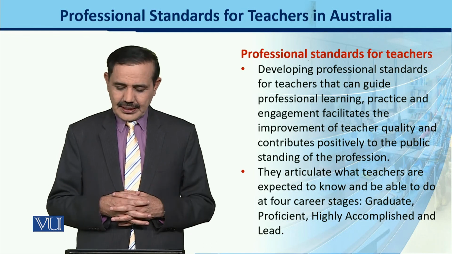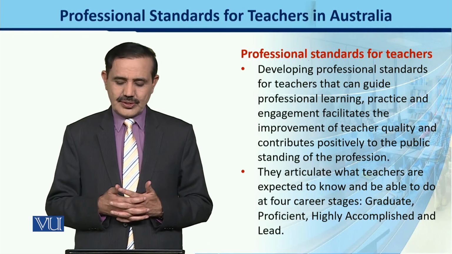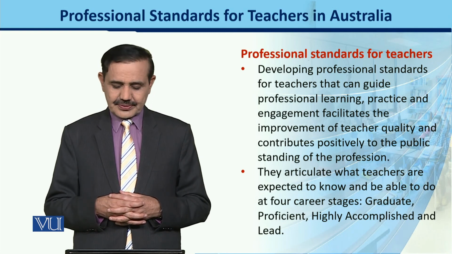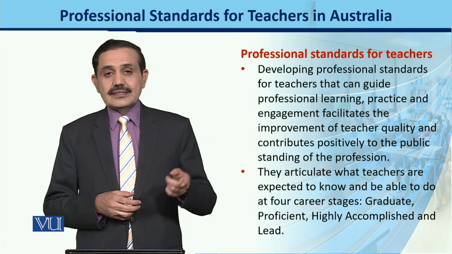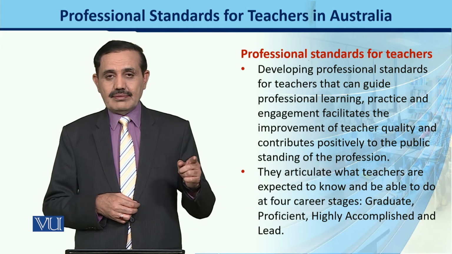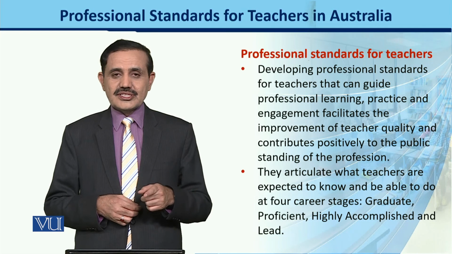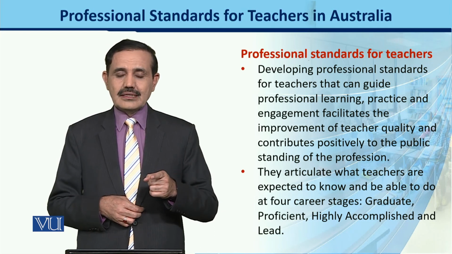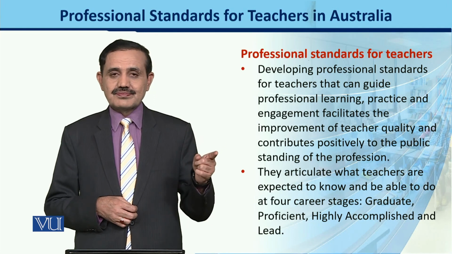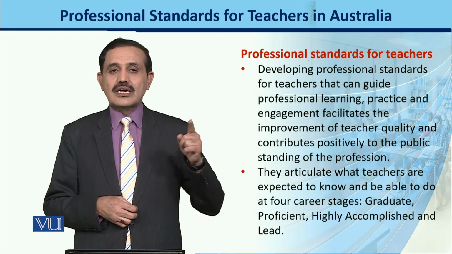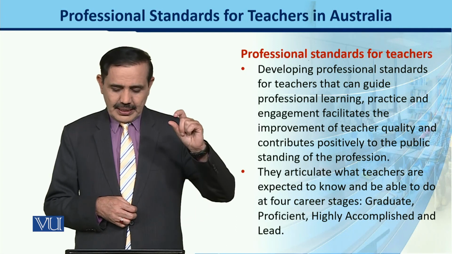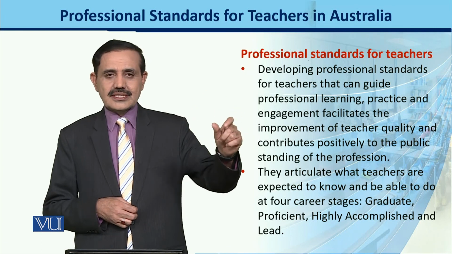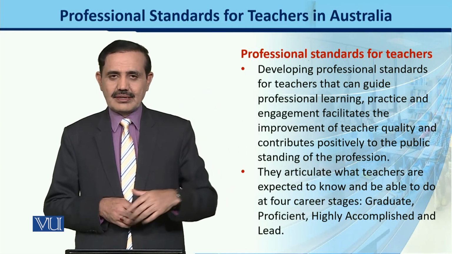So in Australia, there are 4 career stages: graduate teachers, proficient teachers, highly accomplished teachers, and lead teachers. These career levels or stages of the teachers are not linked like in Pakistan with the grades, but these are linked with the job description. If you are a proficient teacher, you will be doing this. If you are a graduate teacher, you will be doing this at this level of the school.